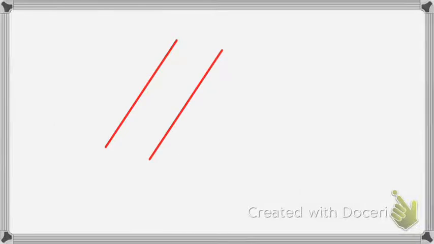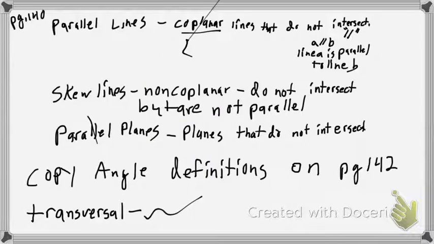Okay, so these are parallel lines, and when we see parallel lines, they are coplanar. Now, I underlined that in the definition back there, coplanar. So parallel lines are lines that do not intersect ever. And the symbol we use for that are those 2 slanted lines next to each other. So I'm looking right here, and it says A is parallel to B. Then we go line A is parallel to line B. That's how we read that.